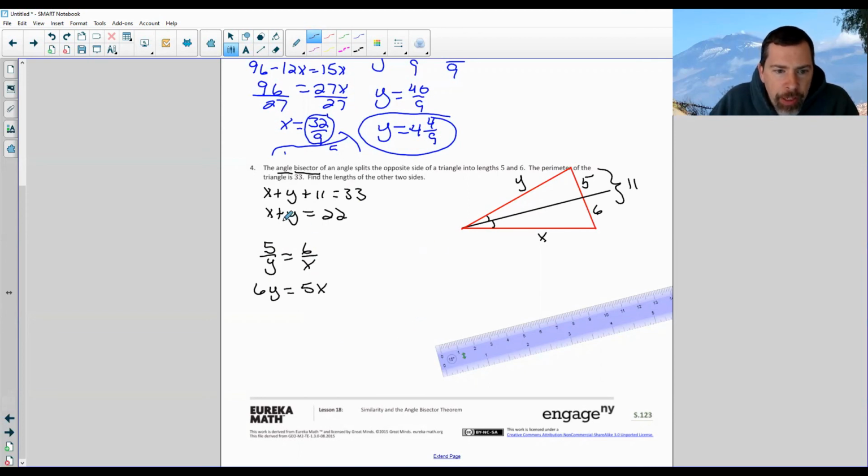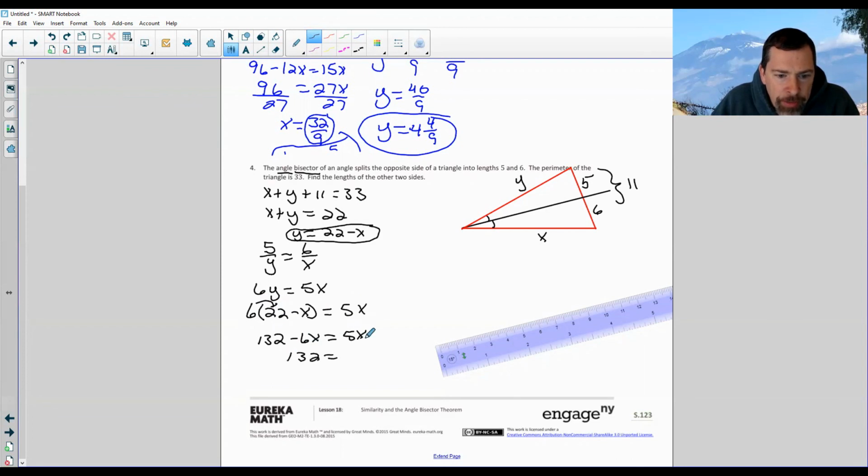Okay. And over here, it doesn't matter. I can solve this for x or y. And if I subtract x over to the other side, y would equal 22 minus x. So this is what I'm going to use. 6, instead of y, I put 22 minus x, equals 5x. Distribute. 6 times 2 is 12. Carry the 1. That's 132 minus 6x equals 5x.